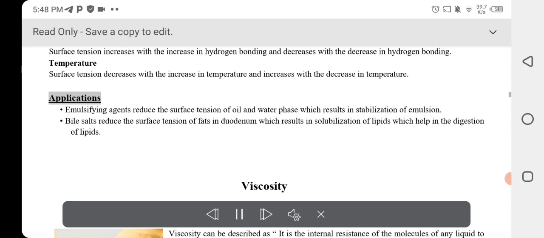Applications. Emulsifying agents reduce the surface tension of the oil and water phases, which results in stabilization of the emulsion. Bile salts reduce the surface tension of fats in the duodenum, which results in solubilization of lipids, which helps in the digestion of lipids.